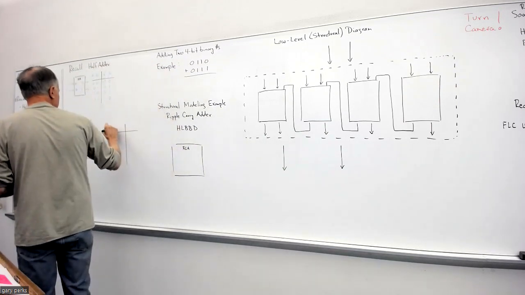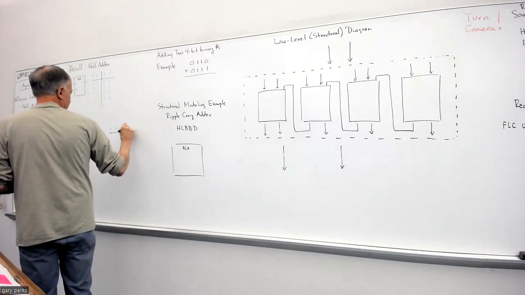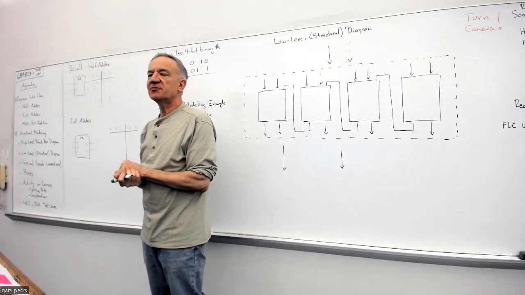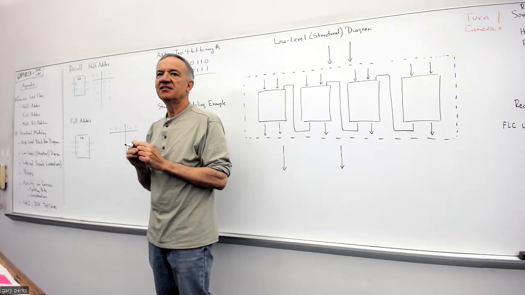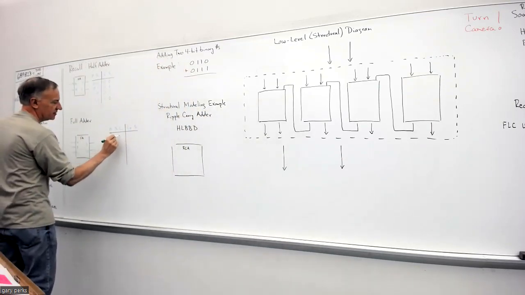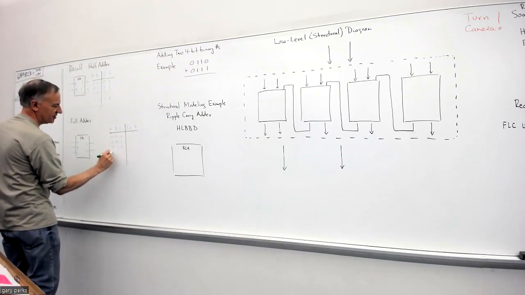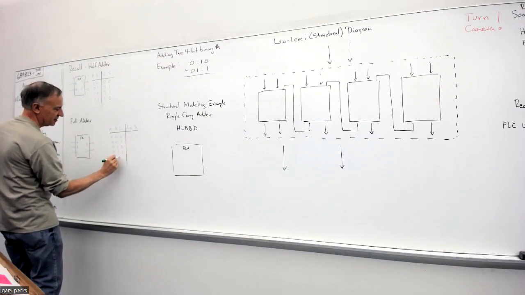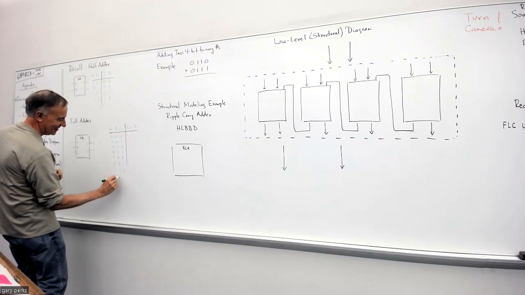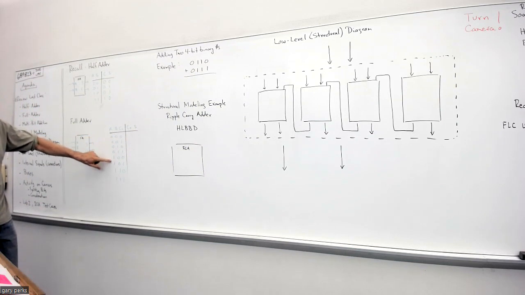Okay, and since there are 3 inputs to the full adder and 2 outputs, how many possible combinations do we have? 8, right? 2 to the 3, which is 8. 0 0 0, 0 0 1, 0 1 0. Again, I'm counting in binary as I do this. If I make a mistake, correct me. 2, 4, 6, 8, right? 0, 1, 2, 3, 4, 5, 6, 7.